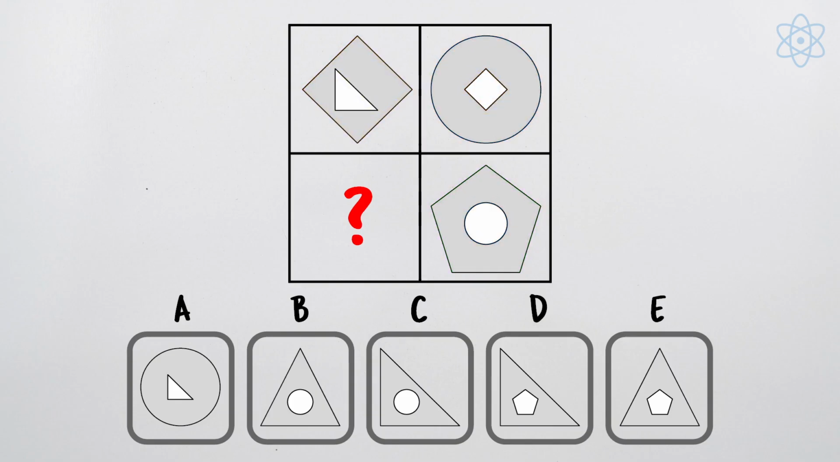Moving in a clockwise direction around the matrix, each big shape becomes the small shape in the next box. As the big shape in the box before our gap is a pentagon, we can rule out A, B and C. We know that in our answer, the small shape needs to be a pentagon. To work out what the big shape should be, we need to work backwards. Remember the pattern. Each big shape becomes the small shape in the next box. So our big shape must be the same as the small shape in the top left box, a right-angled triangle. The correct answer is D.